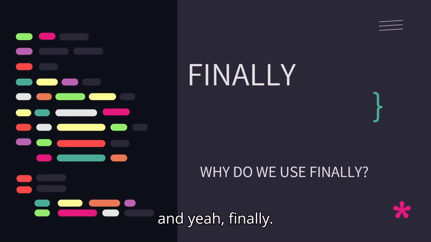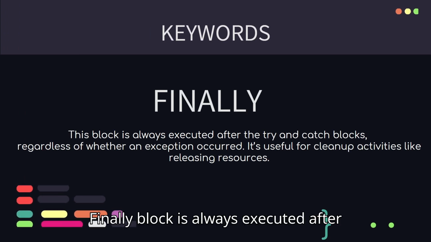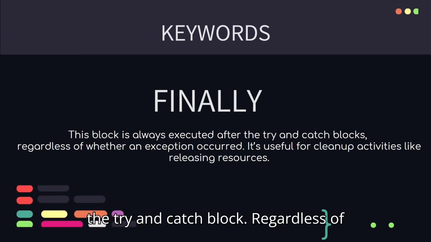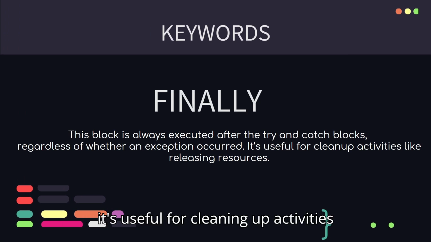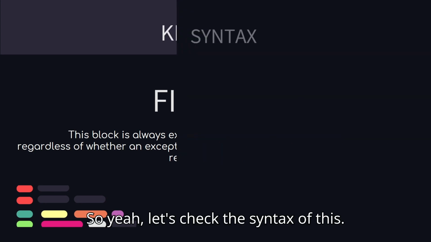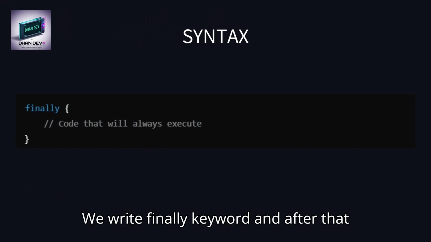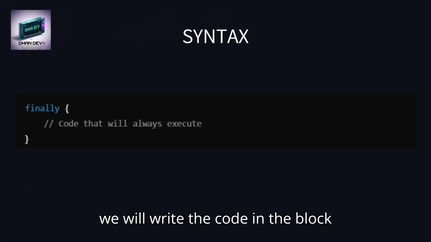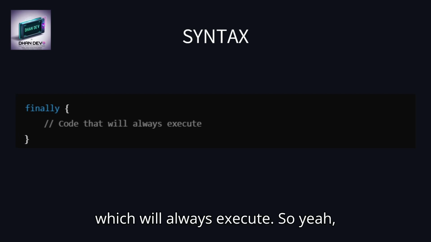So let's dive back into this. And yeah, finally. So why do we use finally? The finally block is always executed after the try and catch block, regardless of whether an exception occurred or not. It's useful for cleanup activities like releasing resources. So let's check the syntax of it. We write the finally keyword, and after that we write the code in the block which will always execute.